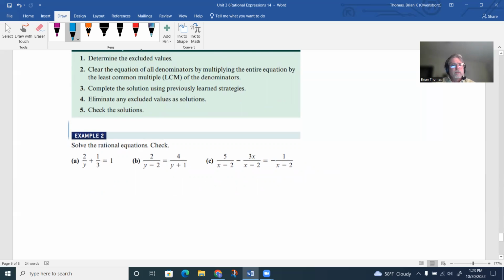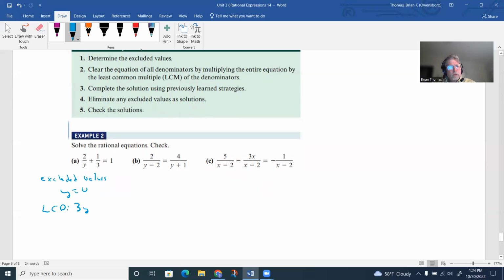So if I want to solve this rational equation for y, the first thing is the excluded values. Notice that the variable is in the denominator, so I would set y equal to 0. That's going to be an excluded value. My next step is identify the least common denominator of the bottom. Well, notice that there's just two different factors, a 3 and a y. So 3y becomes my LCD.